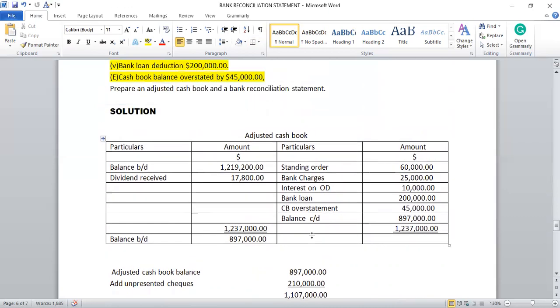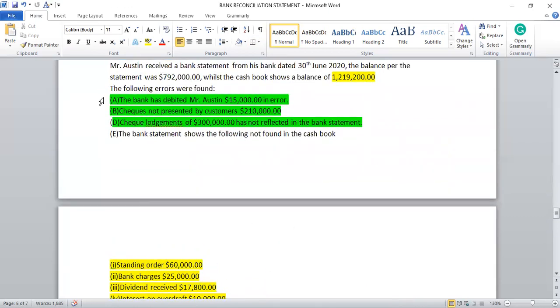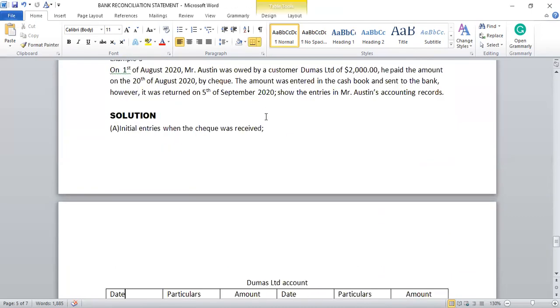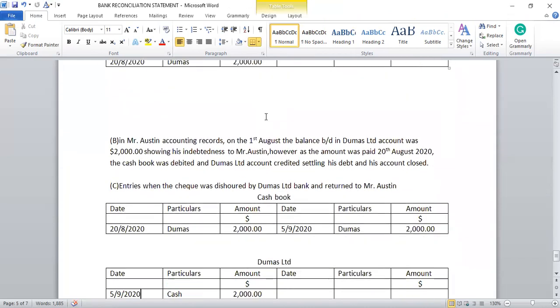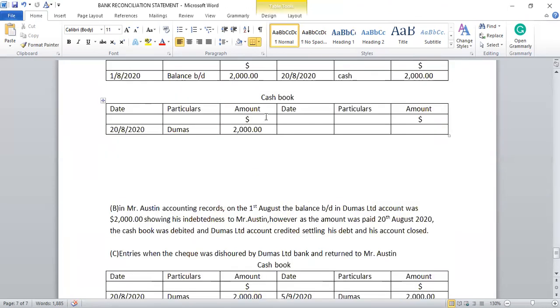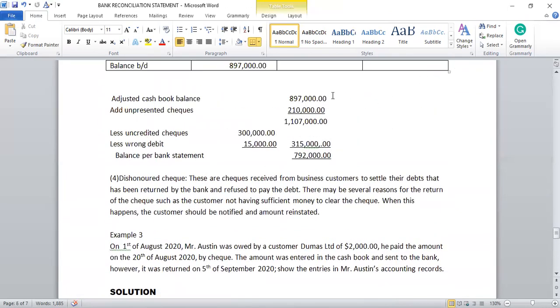Let's check to make sure that this one is correct. You see, it is here. All the green ones are going to the bank reconciliation statement. Unpresented checks, $210,000. They were given to the customer. These are checks issued that we have already credited in our cash. They did not present it, so it's not showing in the bank. We have to make sure that we bring it in. That's why it is here. We have to add it to our balance, and we now have $1,107,000.